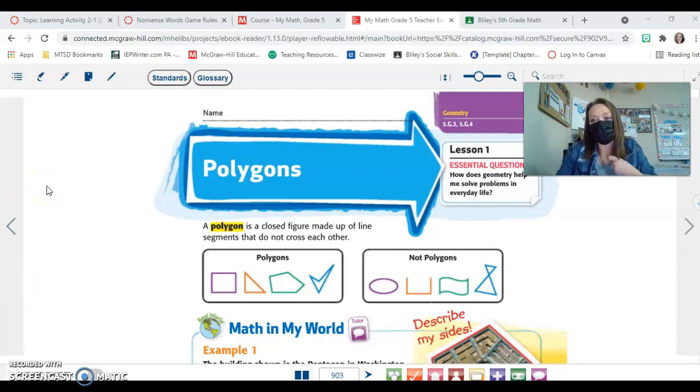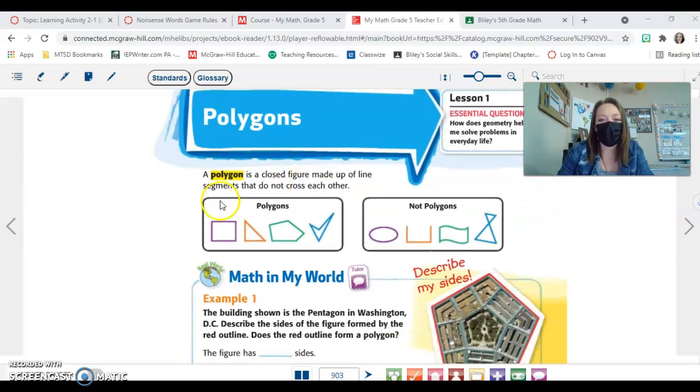So here we go. Today we are learning about polygons. A polygon is a closed figure made up of line segments that do not cross each other. If you look right here, polygons are shapes that are connected together but do not cross. So we have a square, a triangle, a 1, 2, 3, 4, 5, a pentagon, and this weird shape. These are all polygons.